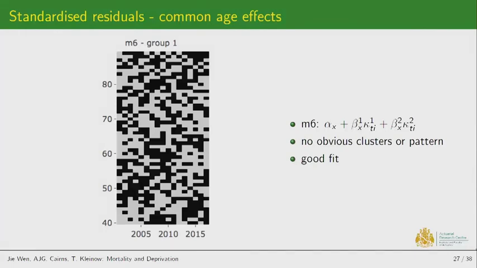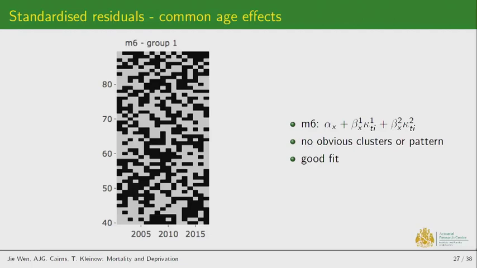So here are the residuals for model M6. This is our winner, the best model. What we are looking at here is group 1, so the index i is equal to 1. We are looking at the group of the most deprived 10% in England and Wales. On the x-axis we have our years, and on the y-axis we have ages. For every combination of x and t, we look at whether the residual is positive or negative. I think the light colors represent positive residuals, and the black are negative, or the other way around.